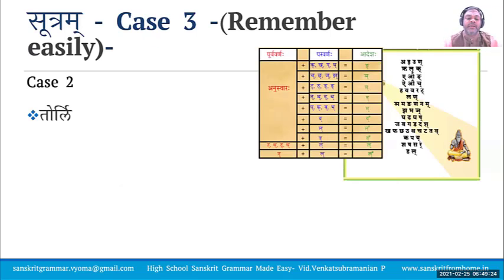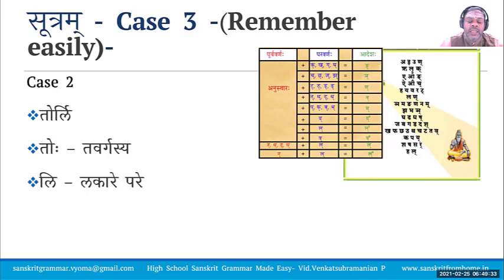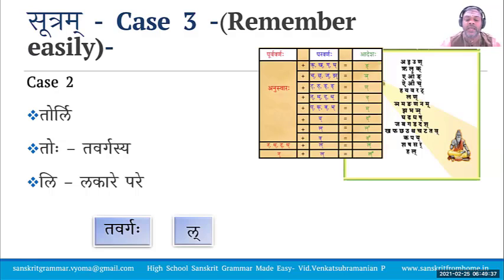Case 3 can be easily remembered by the sutra Torli. Toho represents the Tavarga letters. Li represents Lakara. So when Tavarga is followed by Lakara, we get Lakara. If it is the fifth letter, we get the Sanunasika Lakara.